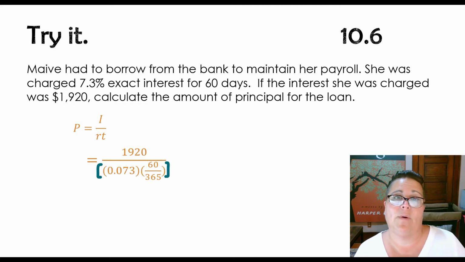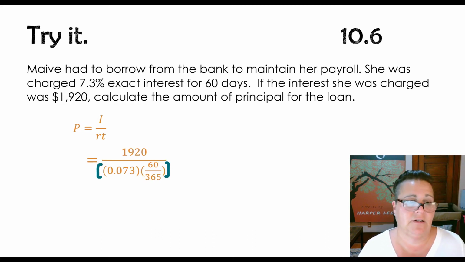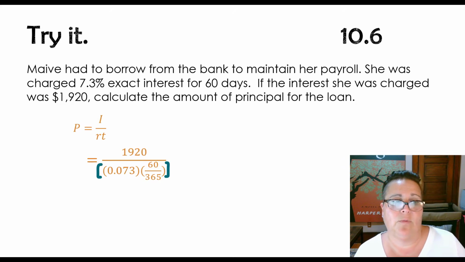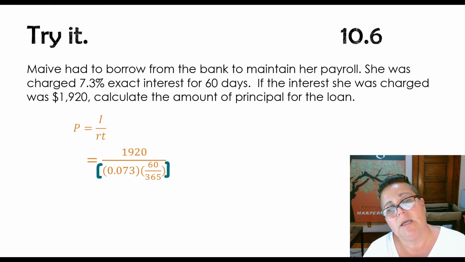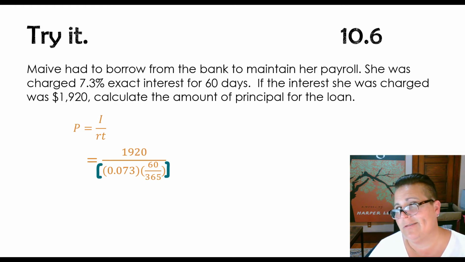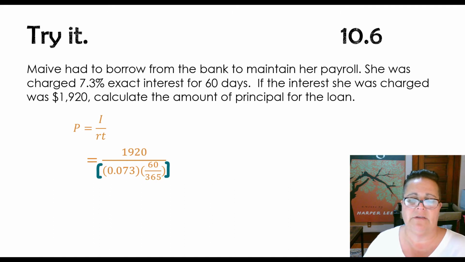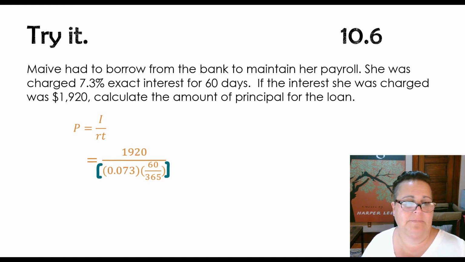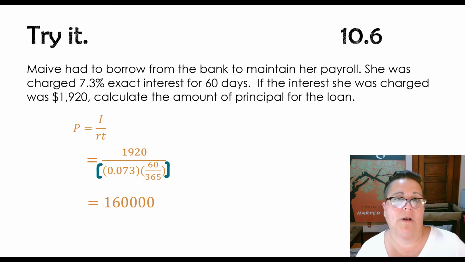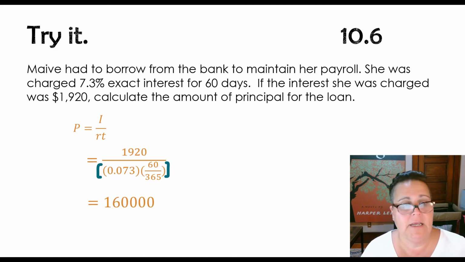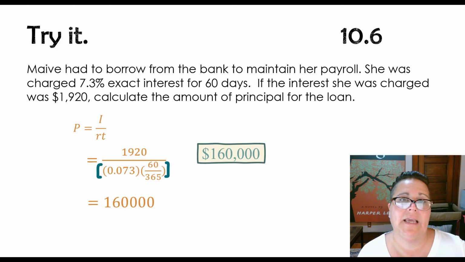We know that we have $1,920 in interest. Our rate was 7.3% or 0.073 as a decimal. The days were 60, but they're exact. So that's going to be 60 over 365. That will give us an answer of $160,000. So our principal amount in this case is $160,000.